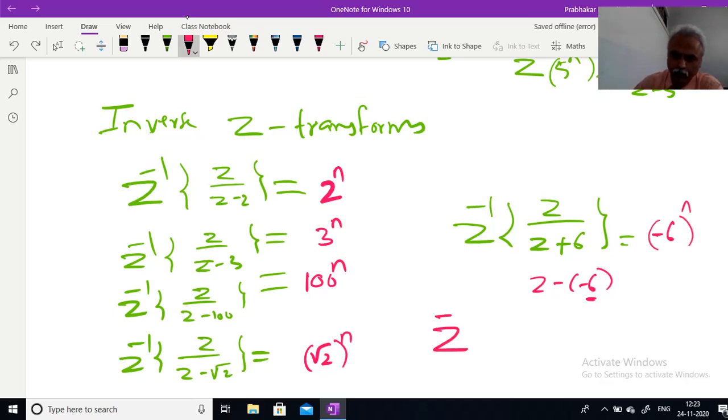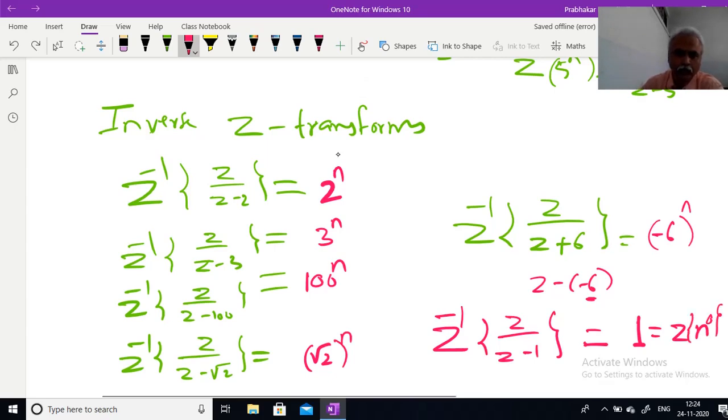So finally this we should never forget. Inverse z transform of 1 is, of course, 1 raised to n we can write, but it is 1. Or this is also taken as z transform of n raised to 0.